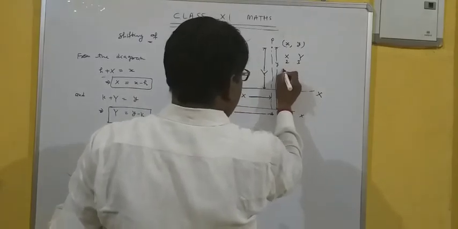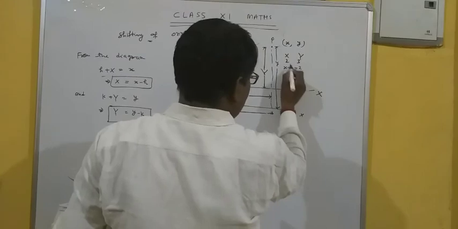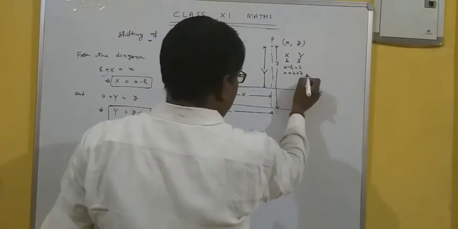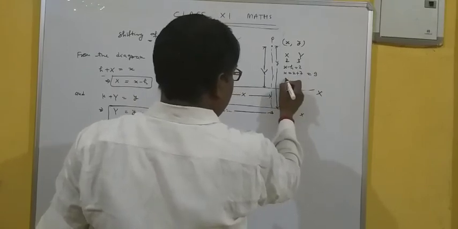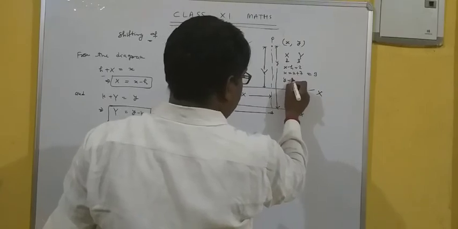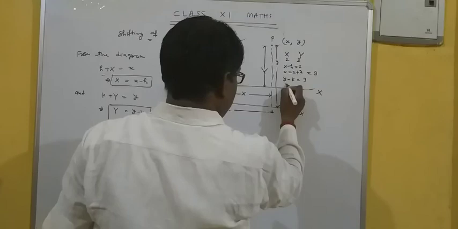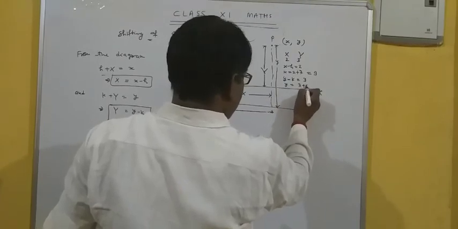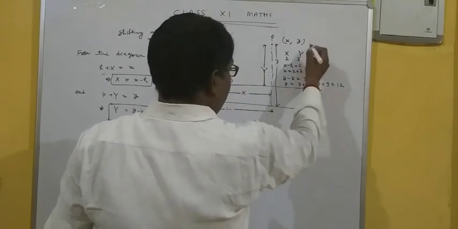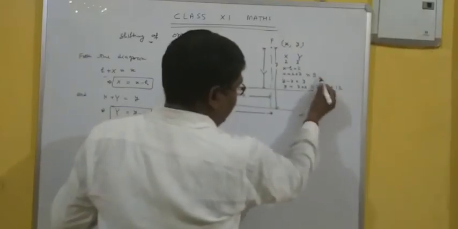As you know, capital X is x minus h, which is equal to 2. So x is equal to 2 plus h. h is 7, so it should be 9. Similarly, small y minus k is equal to capital Y, which is 3. So small y should be 3 plus k, that is 3 plus 9, which is 12. Therefore, its coordinates with respect to the old origin will be 9, 12.